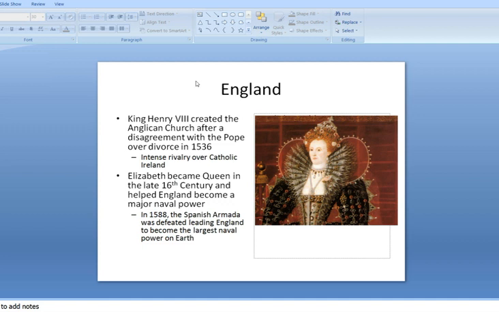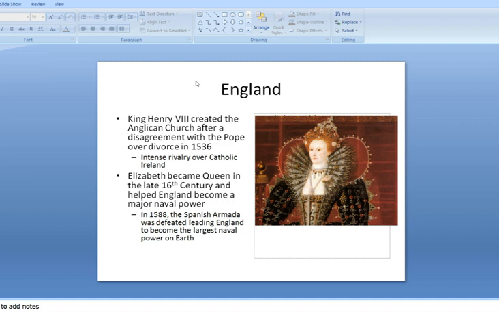So King Henry VIII, in a spat with the Pope, because he wanted a divorce, because he wanted a wife that would give him a son, and his wife wasn't giving him a son, ended up breaking the Church of England away from the Catholic Church and created the Anglican Church, and that happened in 1536.